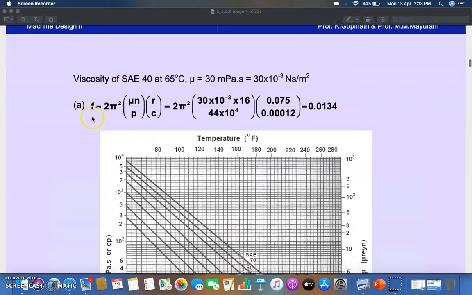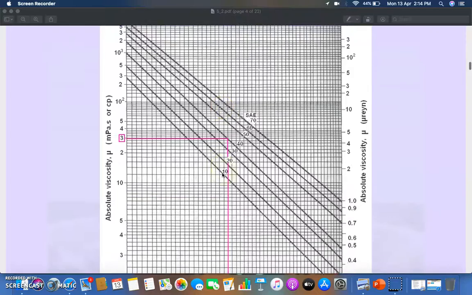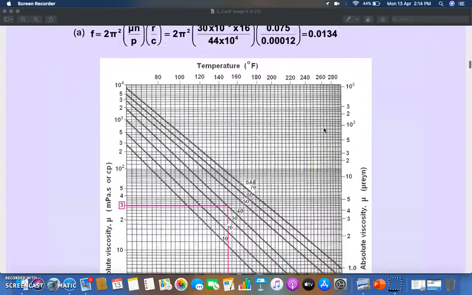Now the viscosity of SAE oil at 65 degrees, this will give you the value of mu. You get the value of mu with the help of these diagrams. This is the diagram of the viscosity-temperature curve of SAE graded oils, and we have taken SAE graded oil of SAE 40.